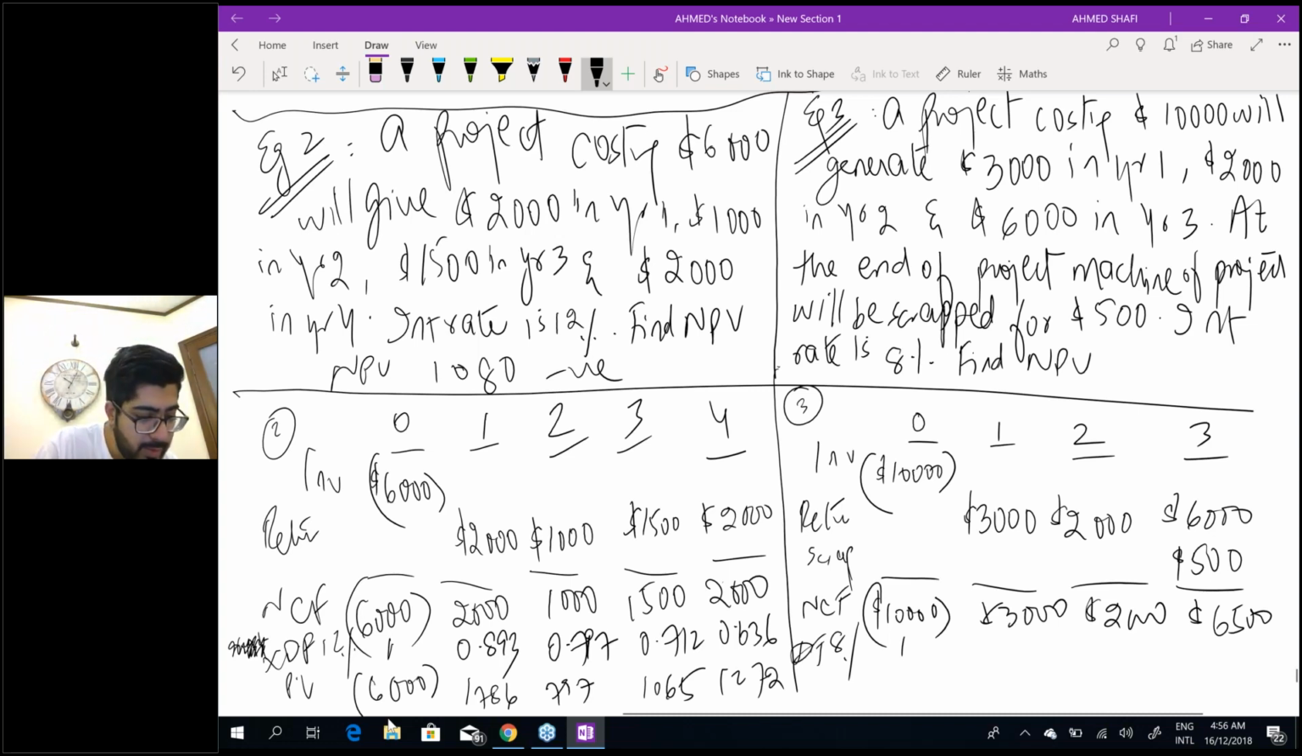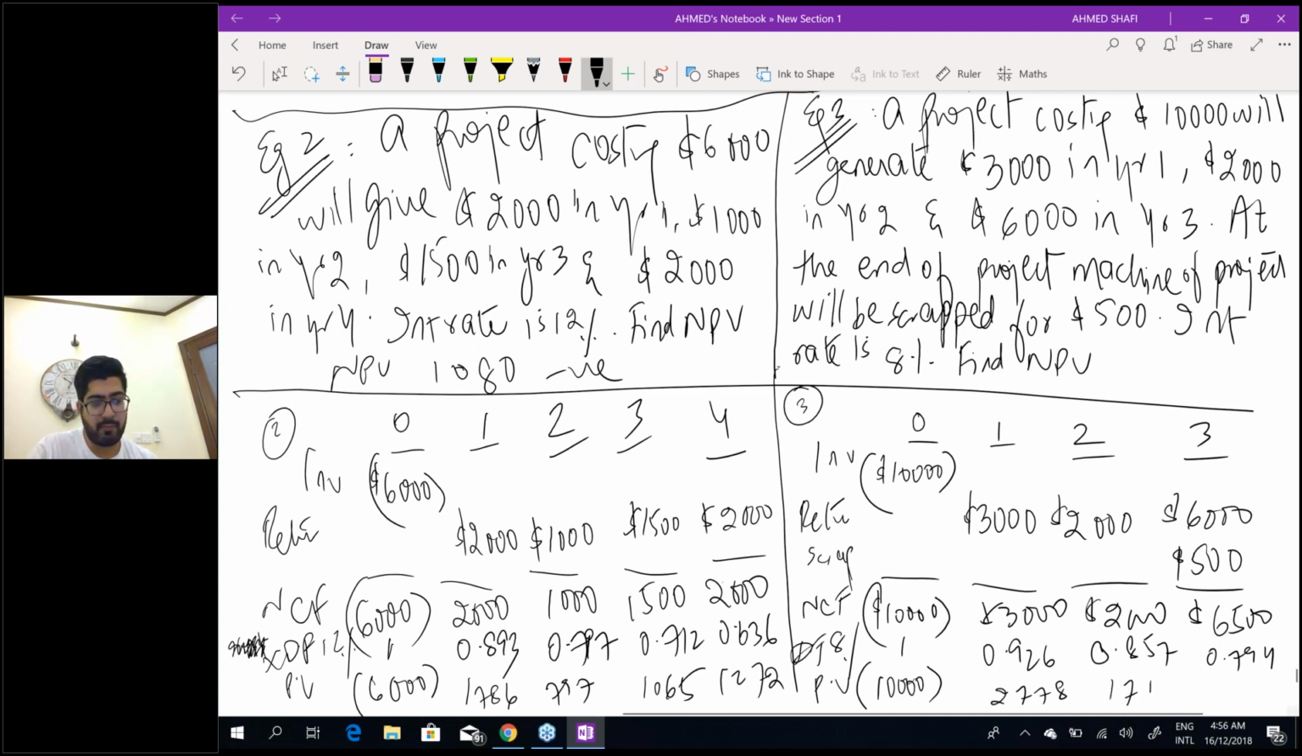Zero factor is always 1. 8% year 1, 0.926. 8% year 2, 0.857. 8% year 3, 0.81. Sorry, 0.794. Multiply these net cash flows by the discount factor gives present value. 10,000 into 1 is 10,000 negative. 3,000 into 0.926 is 2,778 positive. 2000 into 0.857 is 1714 positive, and 6500 into 0.794 is 5161 positive.